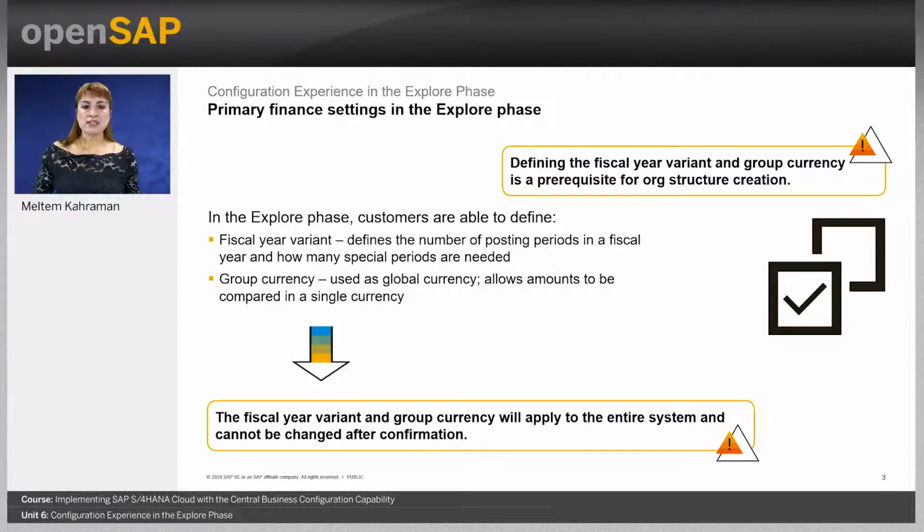And the group currency is used as the global currency, which allows amounts to be compared in a single currency. Customers specify the group currency at the beginning in the Explore phase before your CBC system gets activated. The fiscal year variant and group currency will apply to the entire system and cannot change anymore after the configuration. Defining the fiscal year variant and group currency is prerequisite for org structure creation. After defining those entries, we are able to create our org structure.